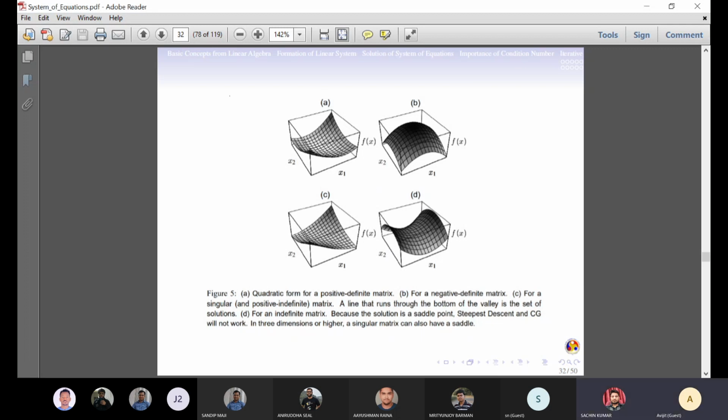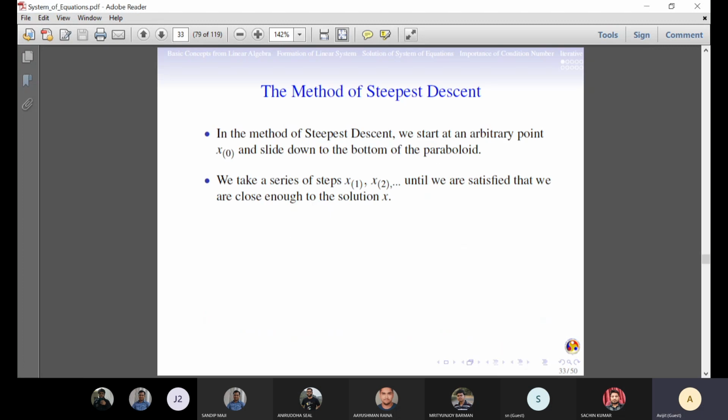So is there any case for semi-definite matrices also? Semi-definite, yes. In that case, no, I have not searched that. I have to find out whether I can get it or not. Okay. But I have to find out. Any other question?